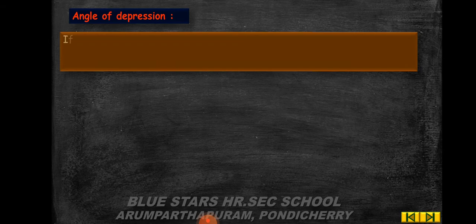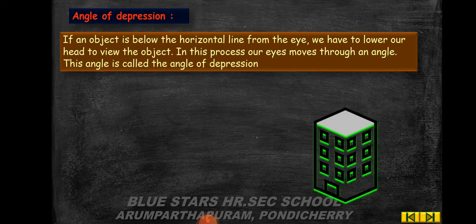Then the next one is angle of depression. So angle of depression is, if an object is below the horizontal line from the eye, we have to lower our head to view the object. In this process, our eyes move through an angle. This angle is called the angle of depression.